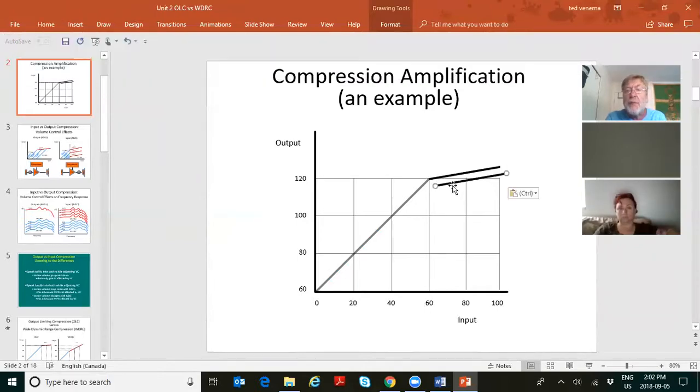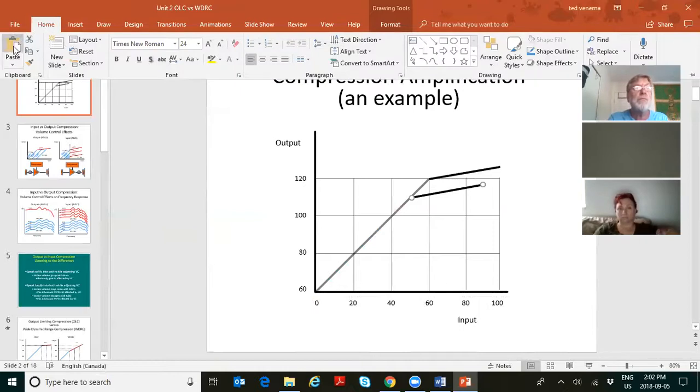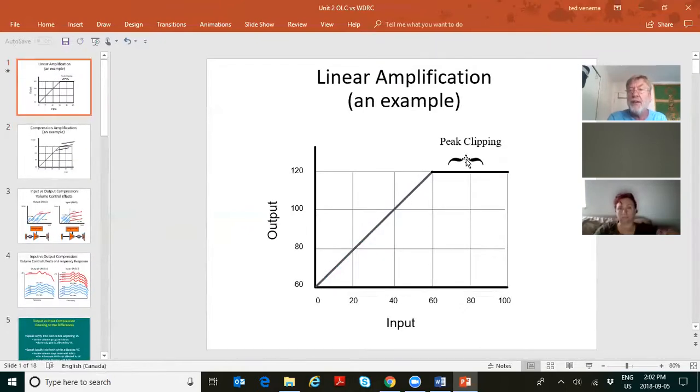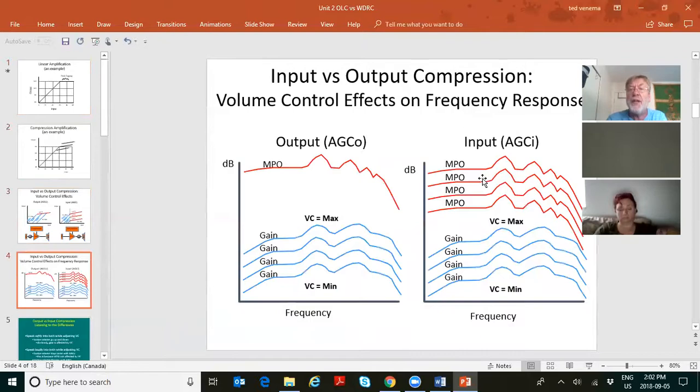There you go. You'd probably set it here. You could do this. Or you could do this. Of course, your gain line would go up here, but you know what I mean. You could raise or lower that, just like you could do here. Same thing.